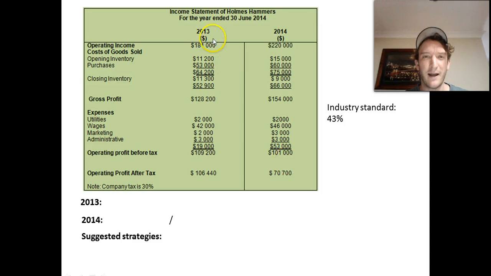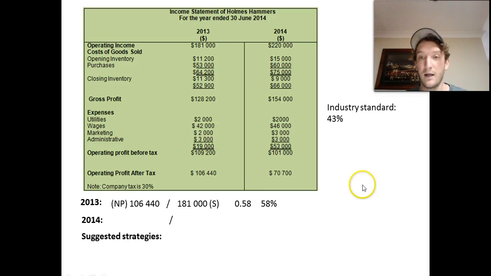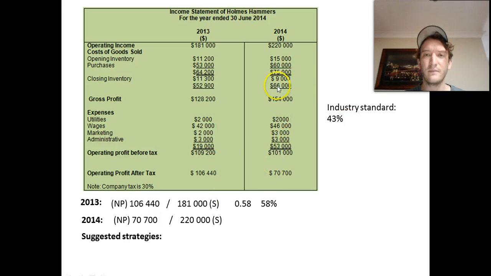So again, the years are out of whack here. It's 2013, 2014, but it doesn't really matter. So our net profit, 106,440 divided by 181,000 equals 58%. Compare that to industry standard. That's stronger than the industry standard. Things are looking good. Net profit, 70,700. Sales 220. There we go, 0.321, 32.1%. Okay, so we started above the industry standard and we've declined.